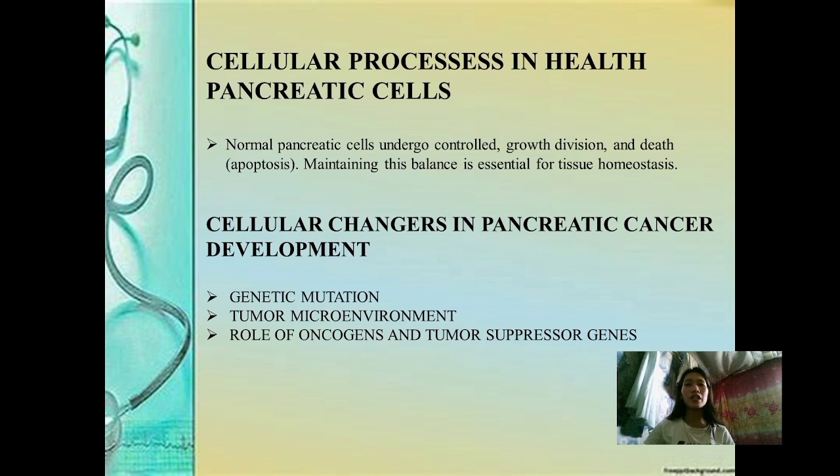Conversely, tumor suppressor genes act as guardians of the cell, working to inhibit cell growth or trigger cell death when necessary. Mutations in these genes can lead to loss or reduction of their function. As a result, the regulatory mechanisms that restrain abnormal cell growth become compromised. Cells may then divide uncontrollably or evade apoptosis, contributing to the development and progression of cancer.